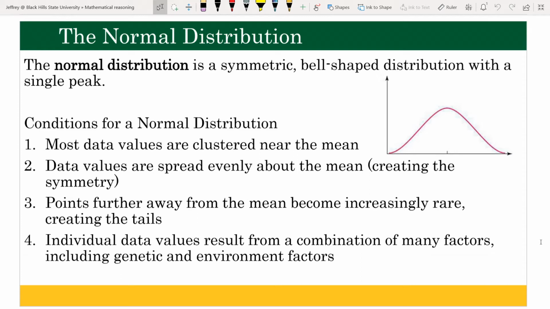However, it has some extra conditions in order for it to be a normal distribution. Most data values are clustered near the mean. Data values are spread evenly about the mean. The further away the points are from the mean, the more unlikely or rare they are. And the fourth condition, which probably isn't a very strict condition, is that generally these can be created by many factors, including genetic and environmental factors. So a good example of something that is a normal distribution is IQ scores or the weights of adults. Both of those follow a normal distribution.